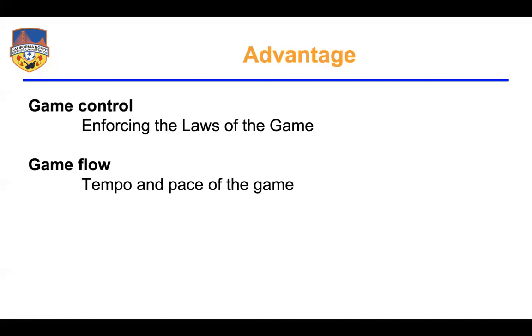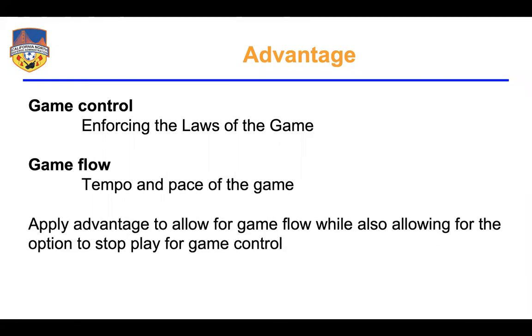At the same time, soccer is a flowing game. The ideal match has as few stoppages as possible. And so where possible, we want to allow game flow so that we're not having a real disruptive game. Obviously, the players are involved in that. If they're fouling everybody all the time, that's not your fault. But where we can, advantage helps us to balance between game control and game flow.